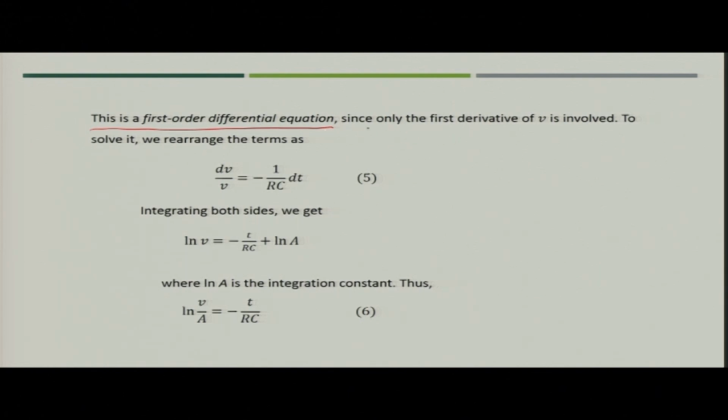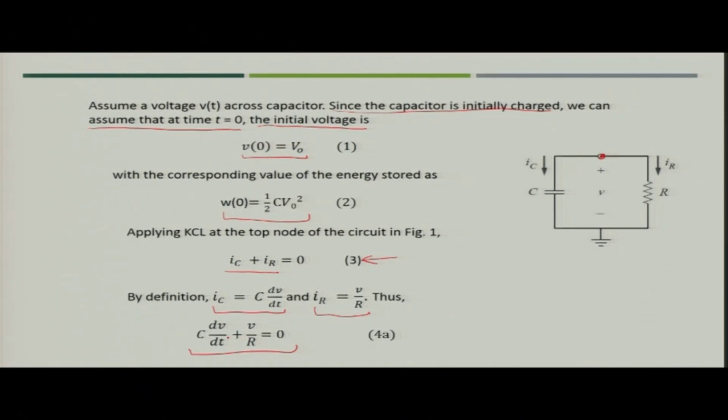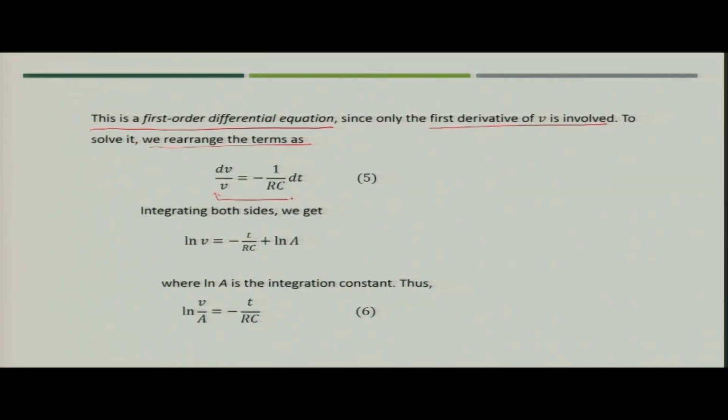Why do we say it is a first order differential equation? Because only the first derivative of voltage V is involved. So, now what we have to do? We have to rearrange the terms. When we rearrange, we can simply write dV by V is equal to minus 1 by RC dt. So, this is the equation.